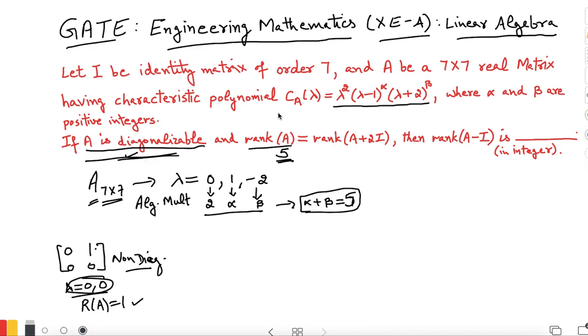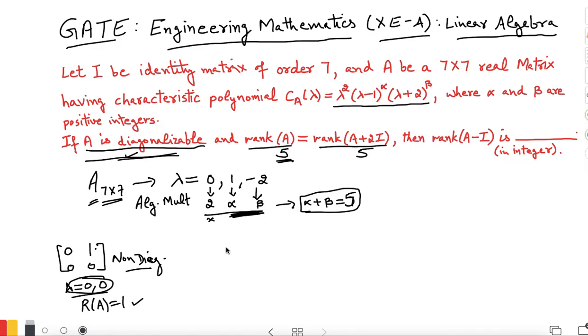So clearly the rank of matrix A is 5, and the rank will depend only on these two non-zero eigenvalues. It will not depend on the 0 eigenvalue. So immediately we know from here that the rank of the A plus 2I matrix will also be 5 because the two ranks are given equal.